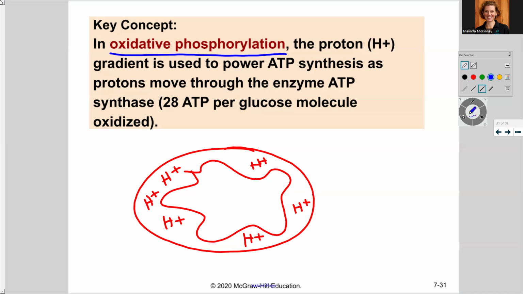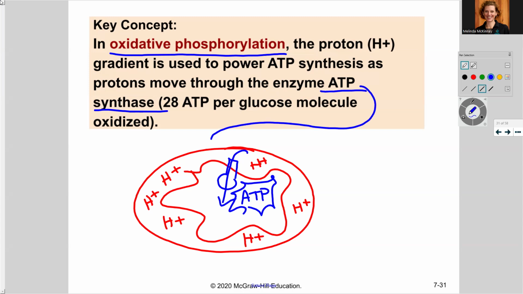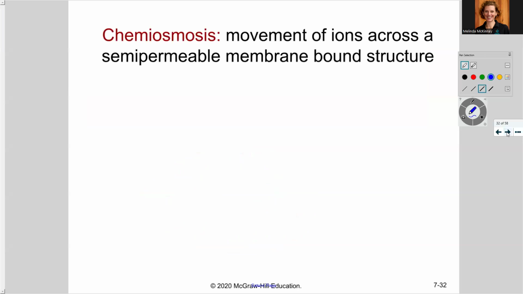So we've got a molecule. It's going to be embedded in this membrane here. It's going to take those hydrogen ions. As it takes them down the gradient, it's going to make ATP. So this is where most of the ATP is made. This molecule is called ATP synthase, and that is really the powerhouse of the mitochondria.